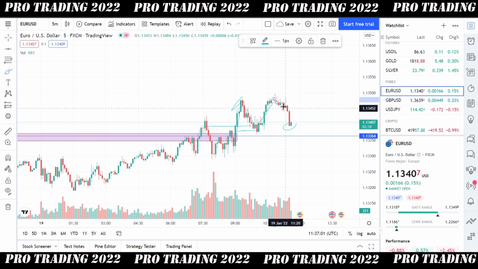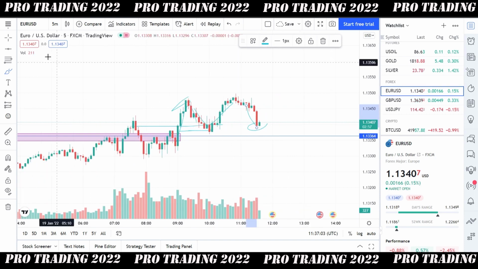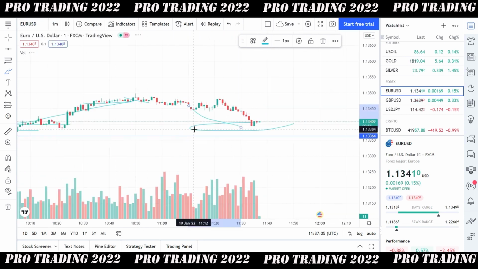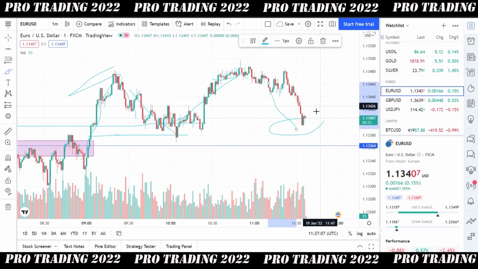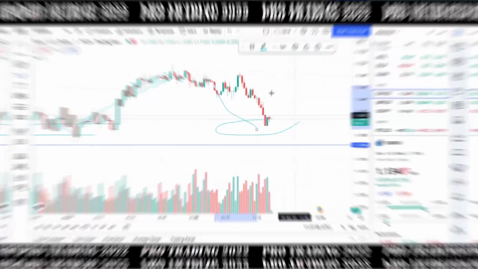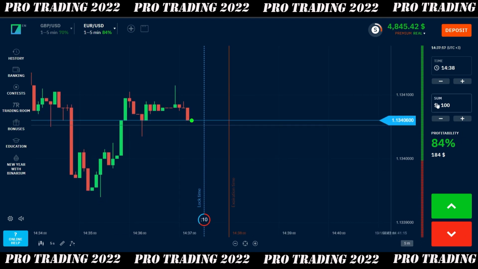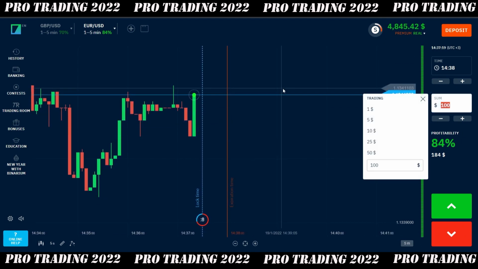There will be a push up, it's already beginning, and therefore we can try to make a short transaction in the Euro and USD currency pair, to increase of course. Let's try to do this. Now I will prepare a currency pair on the broker. We will also increase the amount of the transaction.